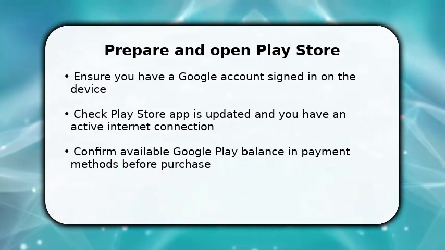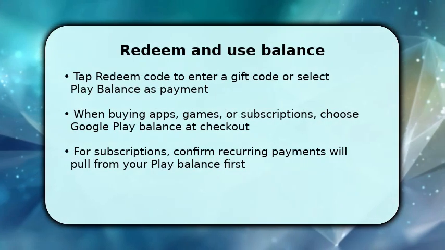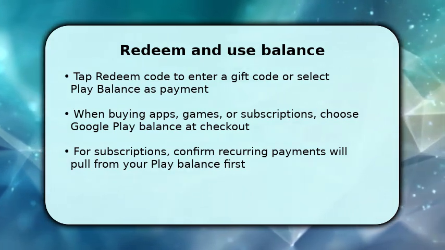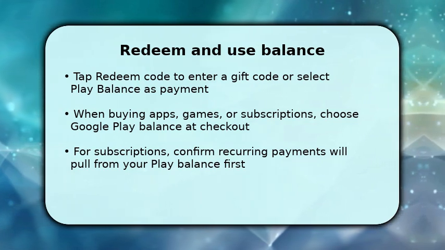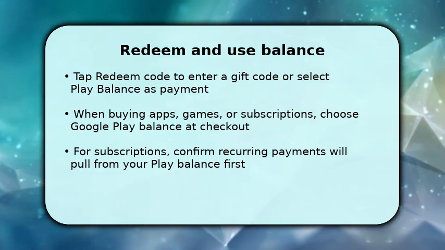You redeem codes by tapping Redeem Code in the Payments menu and entering the alphanumeric code. Press Redeem to add funds. Once balance exists, pick any paid app or subscription and hit Buy. On the payment screen, select Google Play Balance as the payment method.